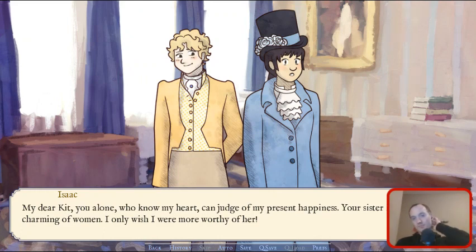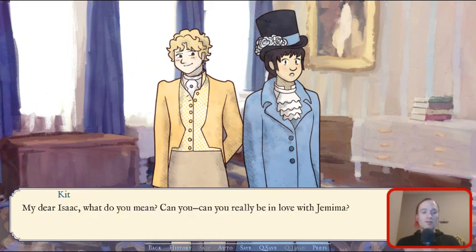My dear Catherine, you alone who know my heart can judge of my present happiness. Your sister is the most charming of women. I only wish I were more worthy of her. I can remember almost nothing about her.